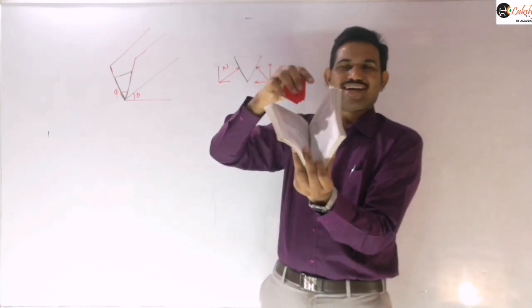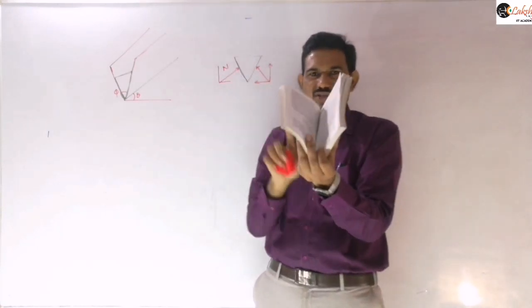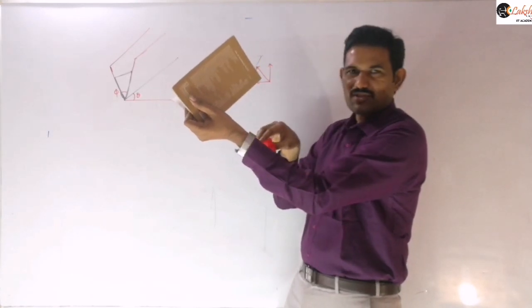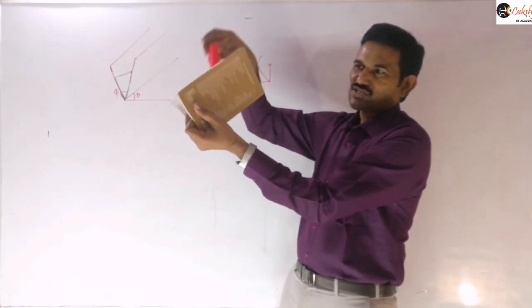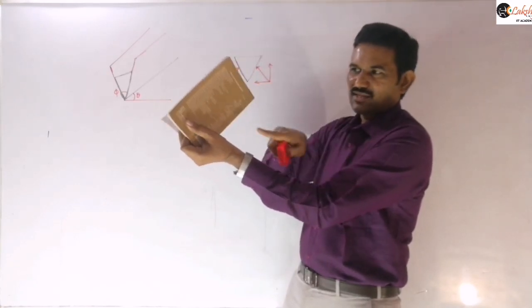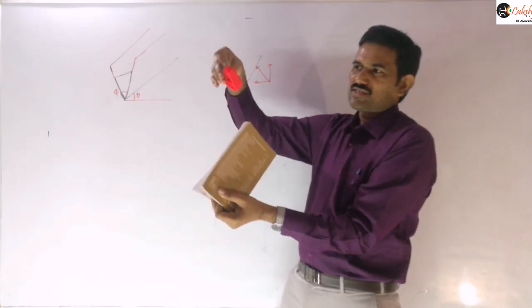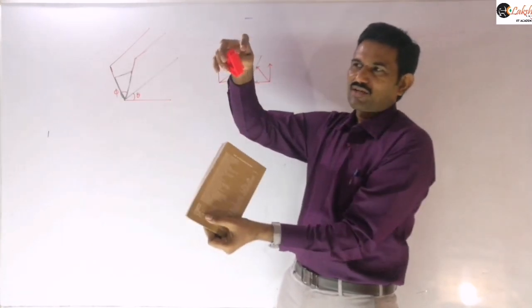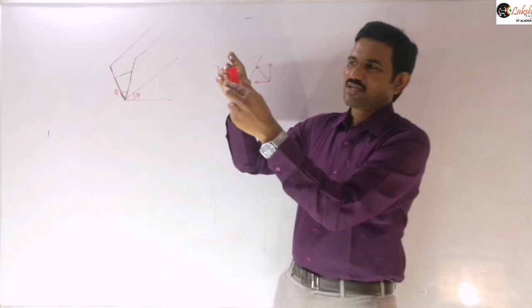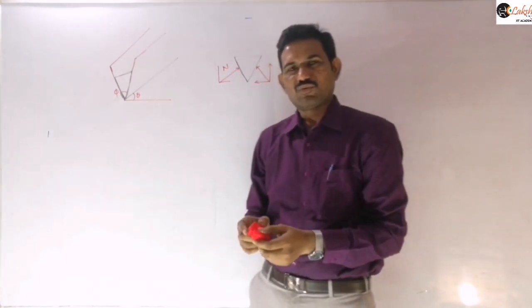As usual, you can resolve mg as mg sin theta along this direction and mg cos theta perpendicular to this point of intersection. Mg cos theta will be there like this. Now the normal reactions will be there like this, perpendicular to this plane. If the block is in this plane, one normal reaction will be along this direction, and along this direction another normal reaction will be there. That is what I am representing here.